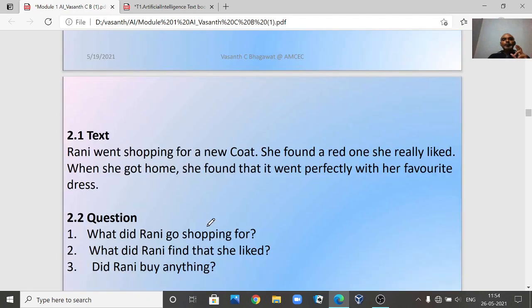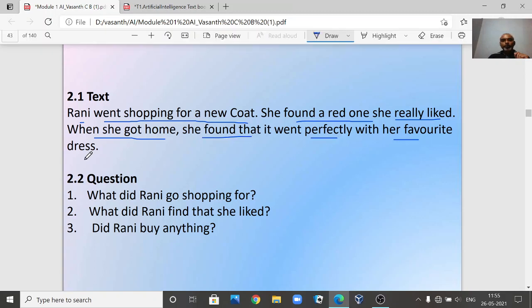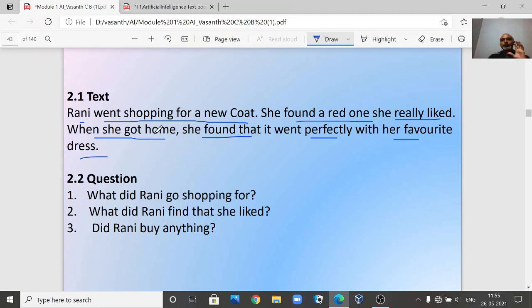Now we will look into one example. This is the paragraph given to us. What does the paragraph say? Rani went shopping for a new coat. So a particular person is going shopping to buy a coat. She found a red one she really liked, and when she got home, she found that it went perfectly with her favorite dress. Right, this is the paragraph.